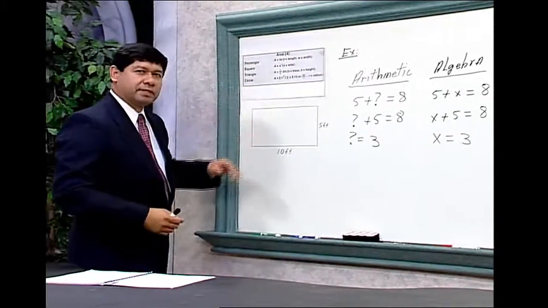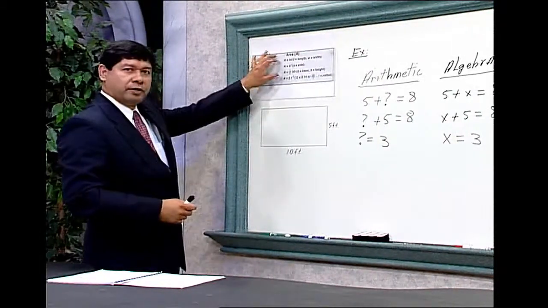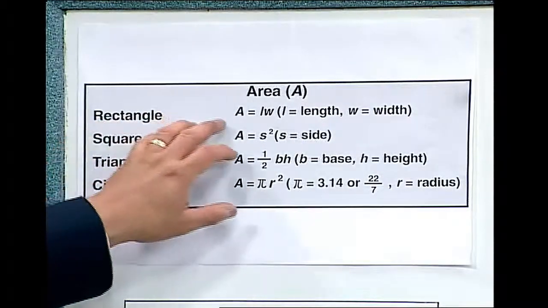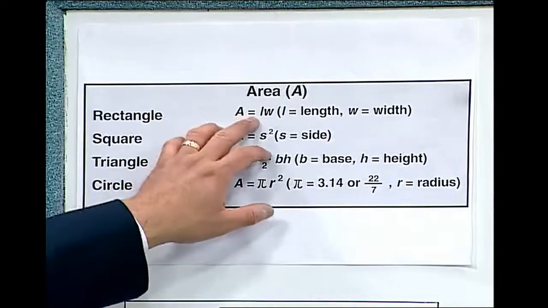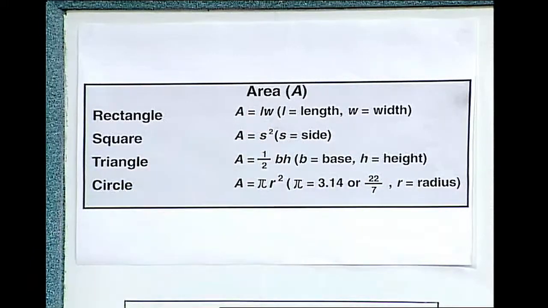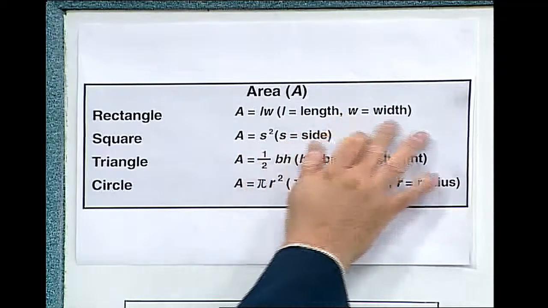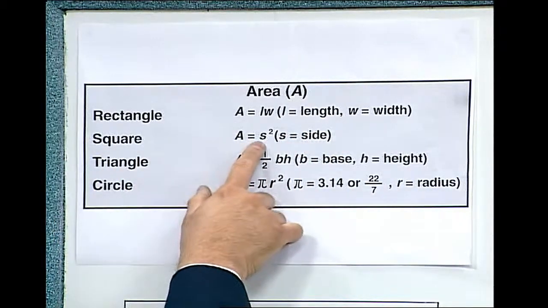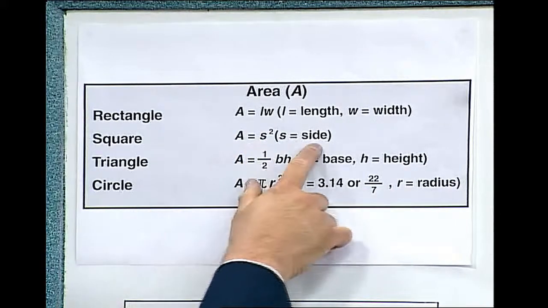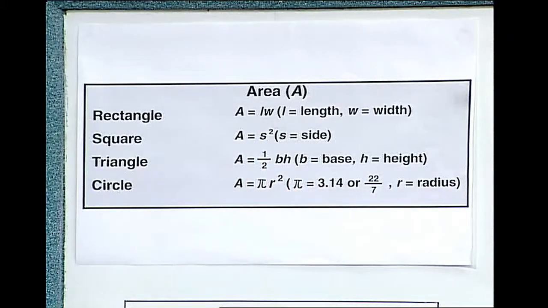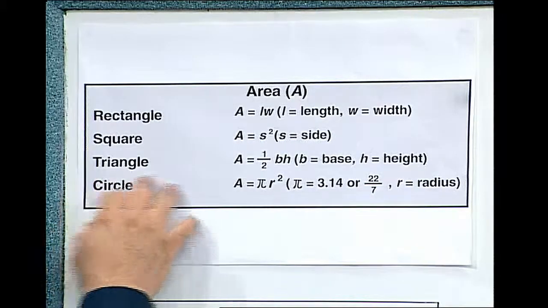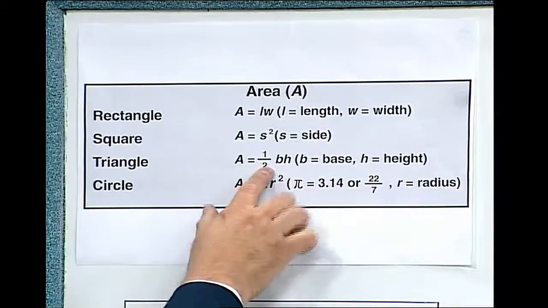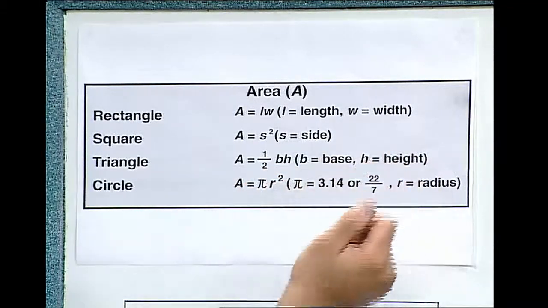Okay. These are commonly used formulas to find the area of various geometric shapes. And we can see the area of a rectangle is equal to letter A is equal to L times W, the algebra. L standing for length, W standing for width. The area of a square is equal to A equal to S squared. S equal to side, side to the second power. The area of a triangle is equal to 1/2 BH. B equal base, H for height.